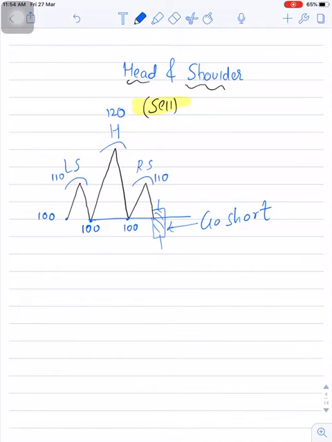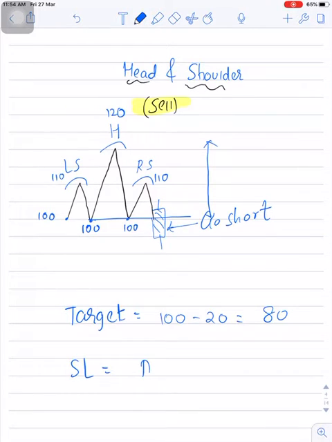Now you need to understand where to keep target and stop loss. Target will be the height of this pattern. So the pattern height is 20 points, 120 head, 100 neckline. So the expected target will be 100 minus 20 points, which will be 80. You can place stop loss 1% above neckline. So in this case the stop loss will be 101.